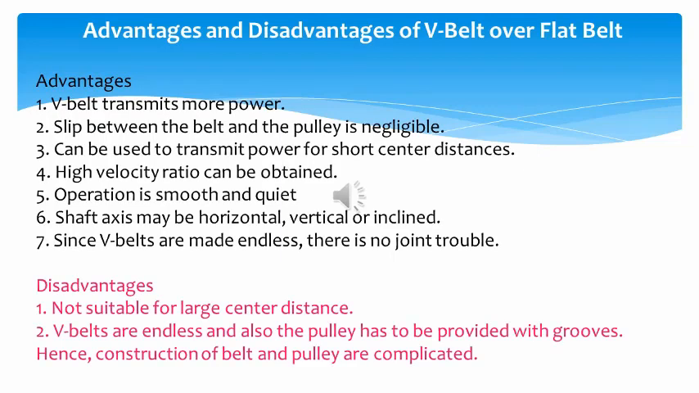So the advantages of V belt drive is it transmits more power. Slip between the belt drive and the pulley is negligible or absent. It can be used to transmit power for short distances. High velocity ratio can be obtained. Operation is smooth and quiet. Shaft axis can be horizontal, vertical or inclined. Since V belts are made endless, there is no joint trouble in V belt.